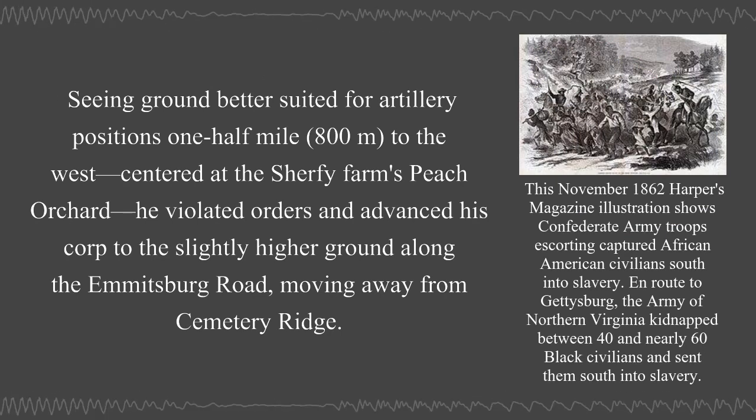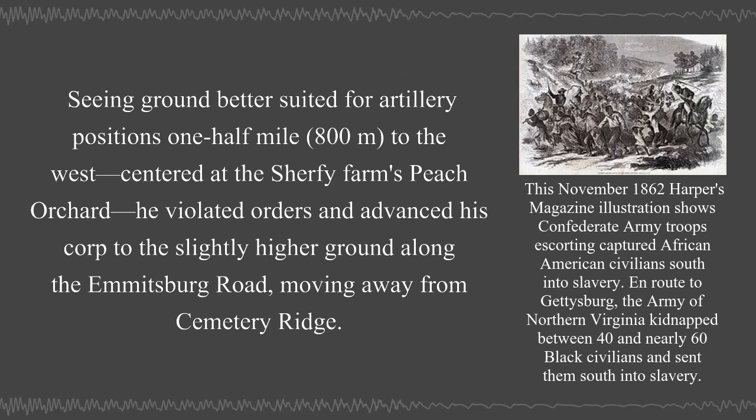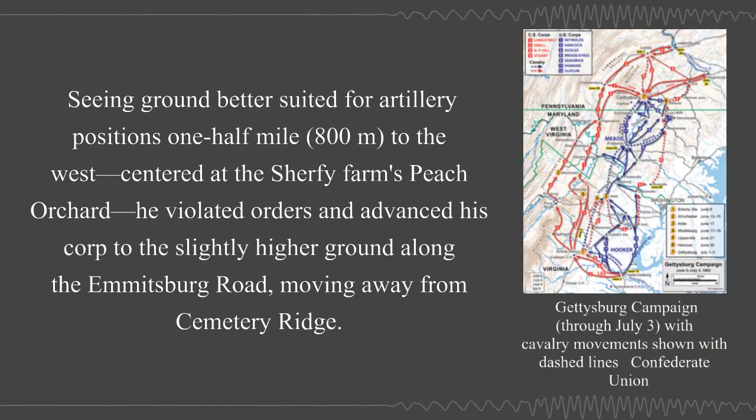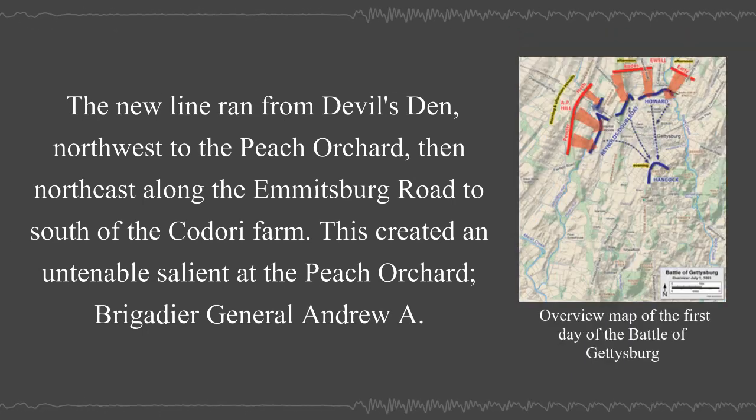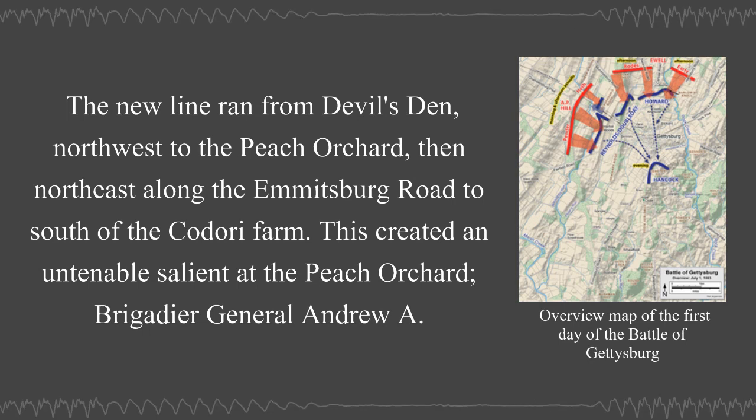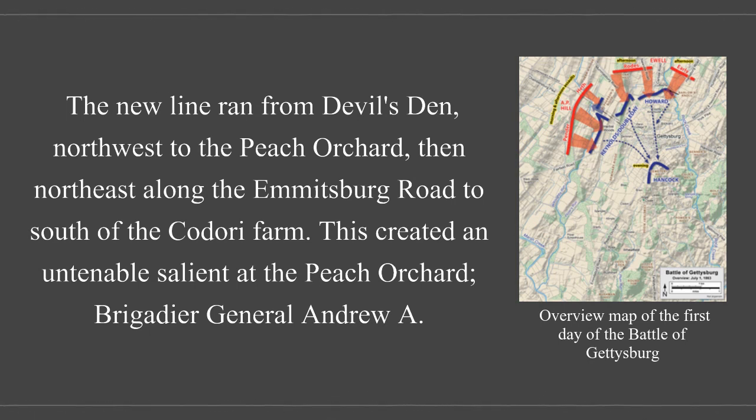He violated orders and advanced his corps to the slightly higher ground along the Emmitsburg Road, moving away from Cemetery Ridge. The new line ran from Devil's Den northwest to the peach orchard, then northeast along the Emmitsburg Road to south of the Codori Farm. This created an untenable salient at the peach orchard.